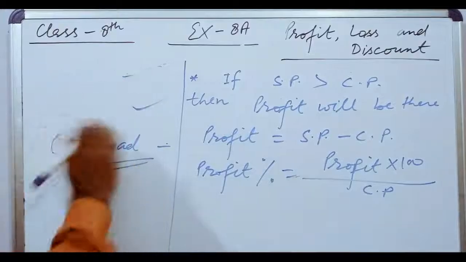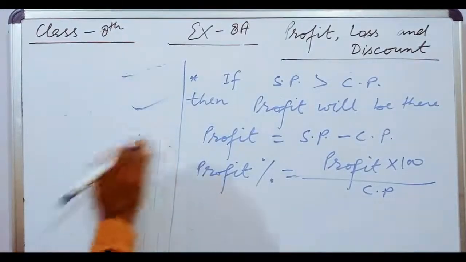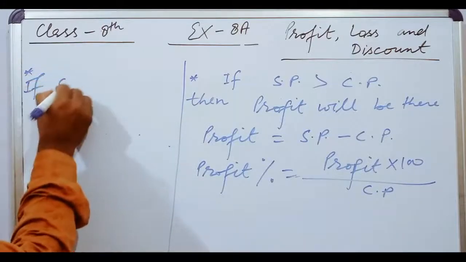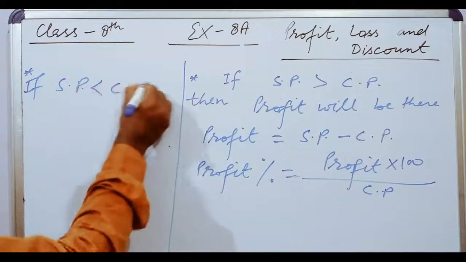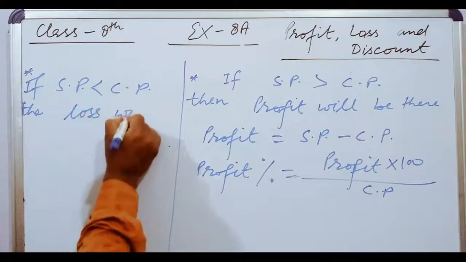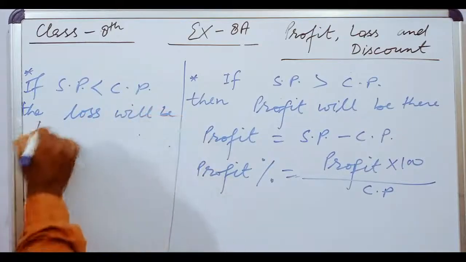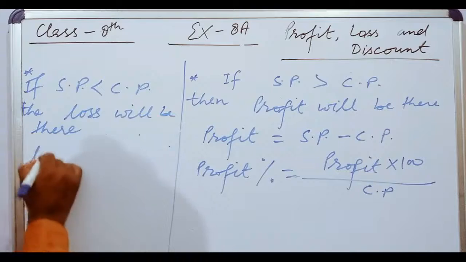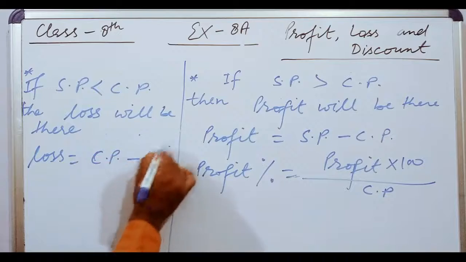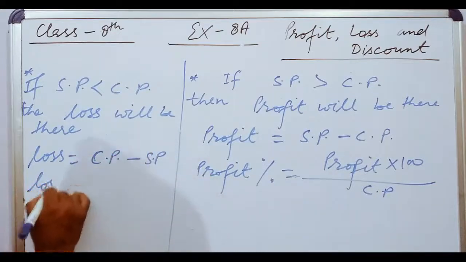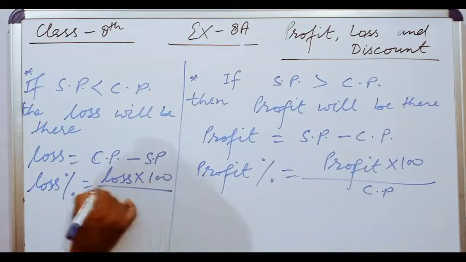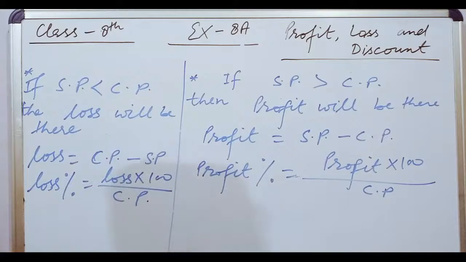If SP is less than CP, then loss will be there. Loss equals CP minus SP. Loss percent equals loss into 100 upon CP.